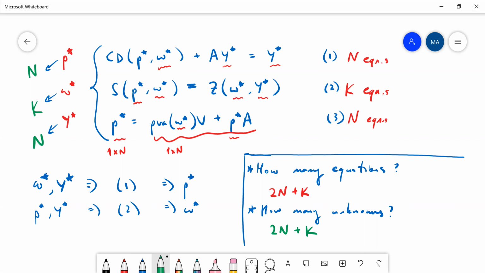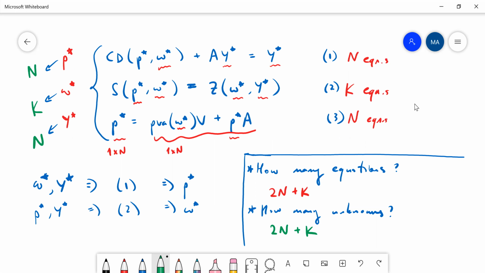2n plus k minus 1 equations must satisfy the equilibrium, I guess. So yes, what's the reason behind it? Explain that to us. It is enough, according to Walras law. Walras law tells you that if you clear all markets but leave just one market, that last market must also be in equilibrium, right?